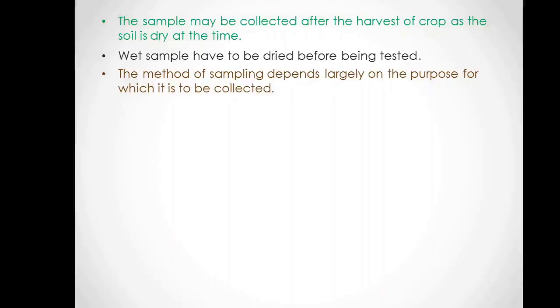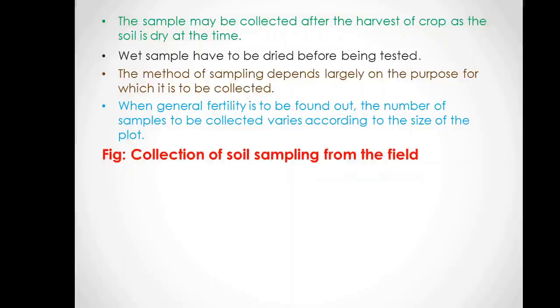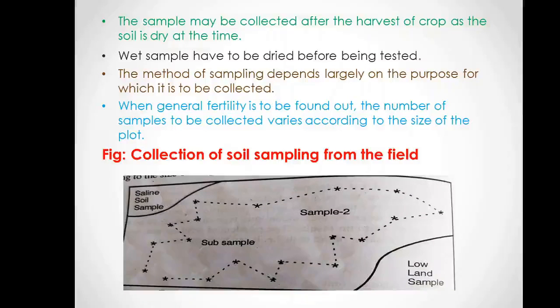The method of sampling depends largely on the purpose for which it is to be collected. When general fertility is to be found out, the number of samples collected varies according to the size of the plot. Next, the figure for collection of soil sampling from the field.